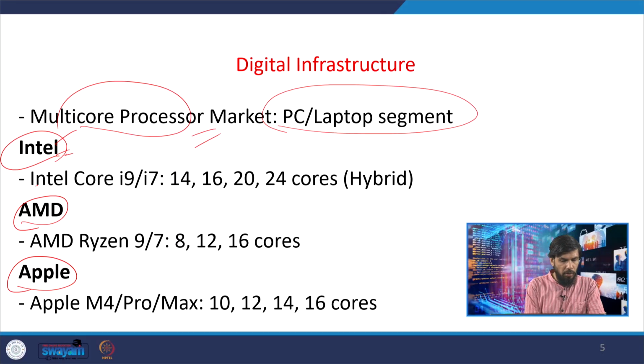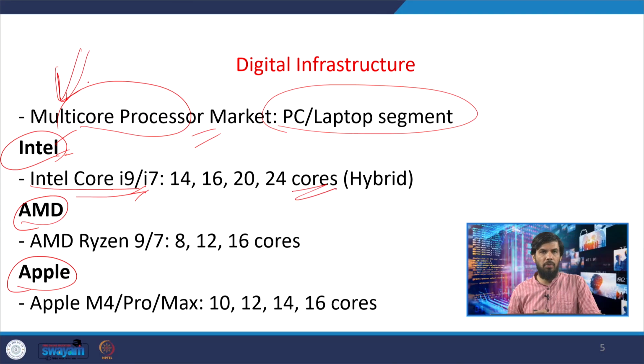If we look at Intel, typically these are the Intel Core i9/i7 processors, and if we look at the number of cores, how many cores are there in a multi-core processor nowadays? You can see 14, 16, 20 to 24. Earlier multi-core processors were dual core, quad core, that is 2 cores, 4 cores, like that. But nowadays the common popular multi-core processors have 14 to 24 cores, in case of Intel.